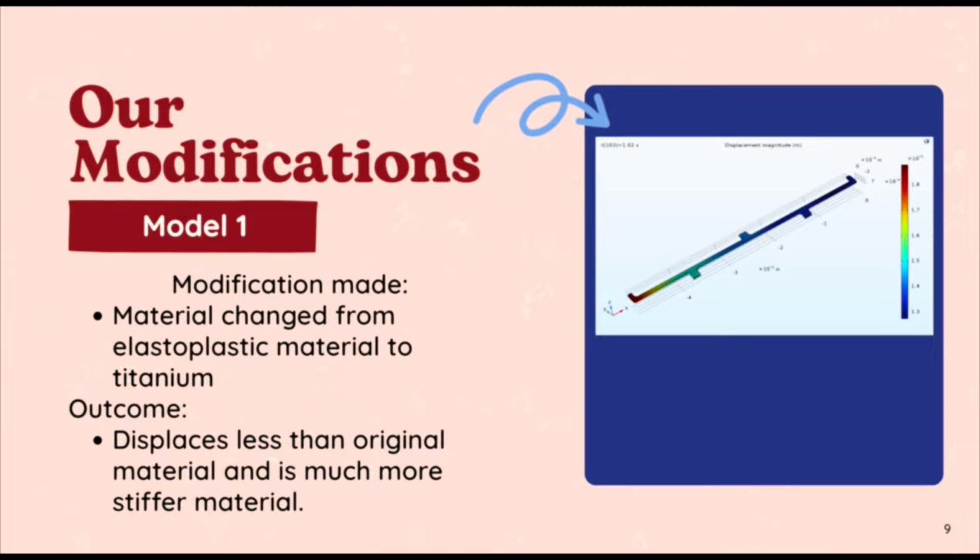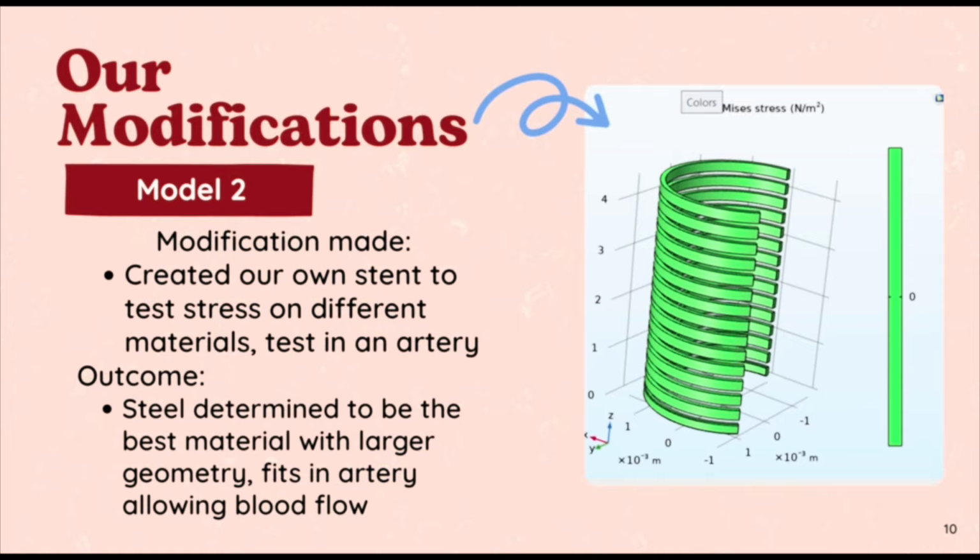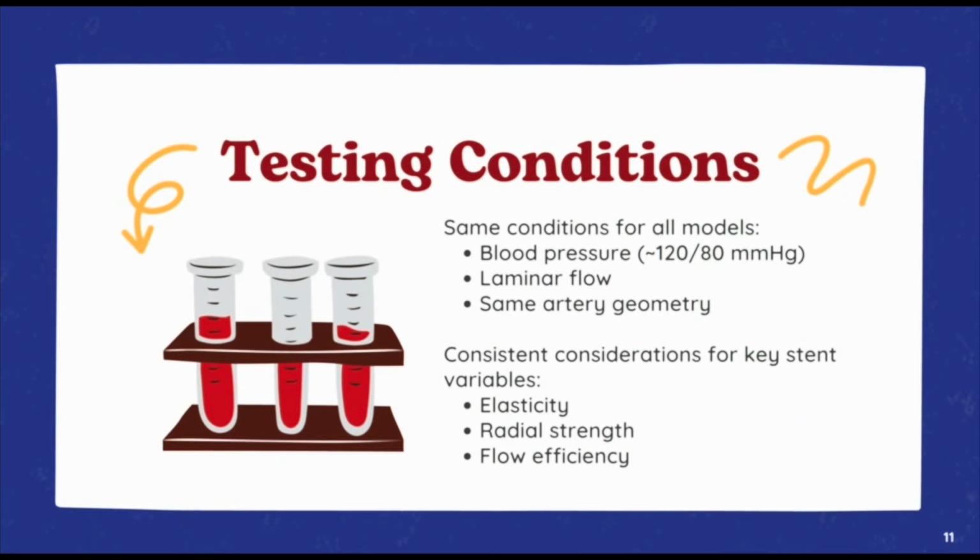Lastly, I created our own stent with simple geometry to test more materials and stiffness and how they compare with other materials under similar stress conditions. These other materials included steel alloys and chromium. Each model was tested under identical conditions, including the same blood pressure, flow rate, and arterial properties, ensuring a fair comparison. We evaluated performance based on 2 key criteria.